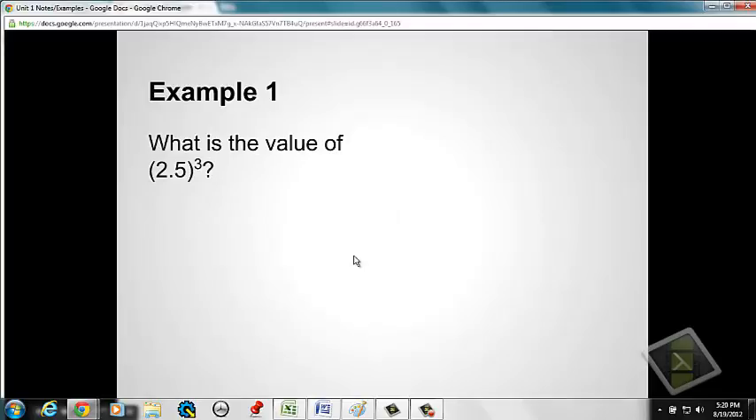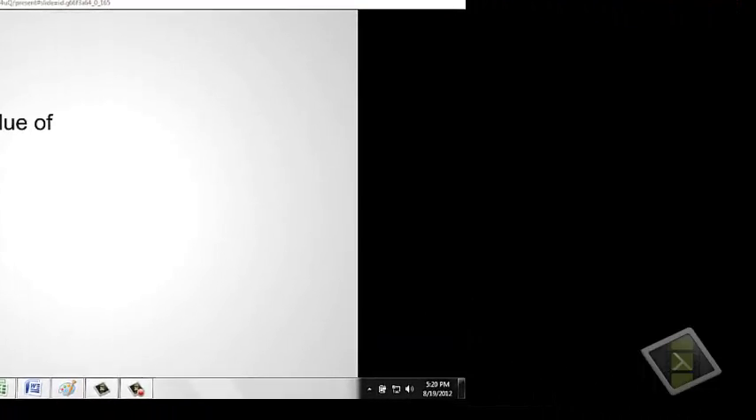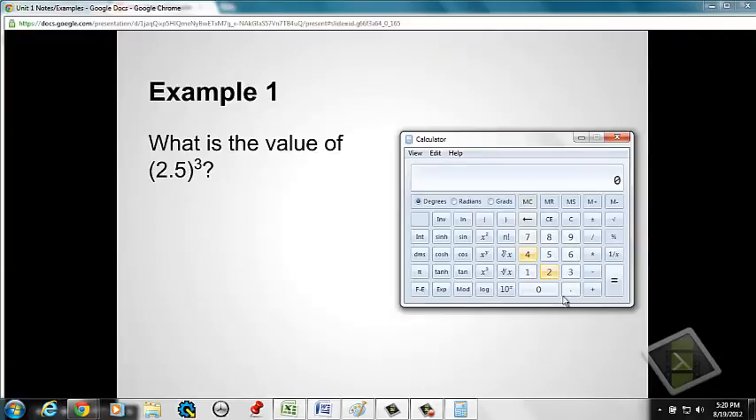Our first example we're going to have here is 2.5 to the third power. We need to figure out what that is. 2.5 raised to the third power. What is that value? And we'll figure that out here in a minute. So now that we got the calculator popped up here, all you really need to do in this one is just take 2.5, take it times another 2.5, and then take it times another 2.5, and you'll get this answer, which is 15.625.